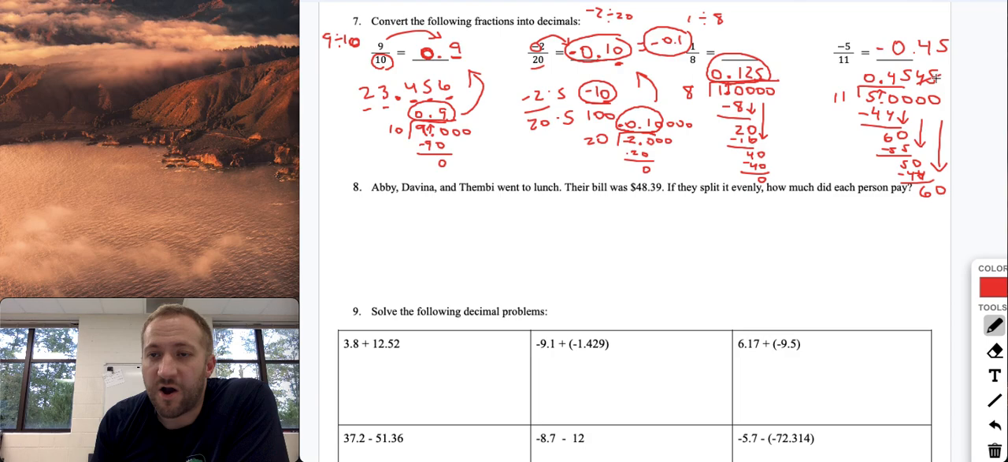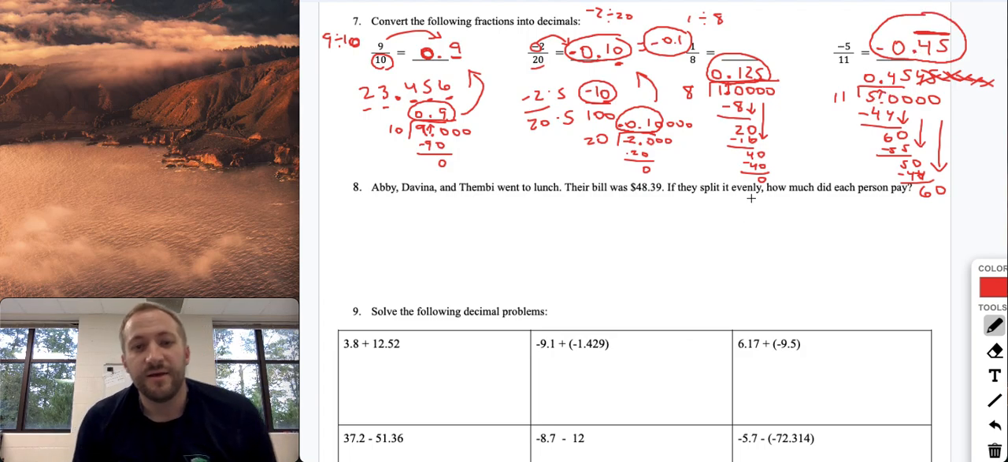And I'm not going to write all these extra 4 5s because they would keep on going forever. Instead, whatever is repeating gets a line put over the top of it. So now this is negative 0.45 with the line over the 4 and the 5 because they're both repeating. All right. Let's look at the next one.